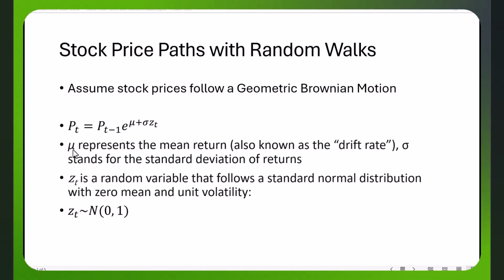Mu represents the mean return, which is also known as the drift rate. Sigma stands for the standard deviation of returns. That's our measure of volatility. And Zt is a random variable that follows a standard normal distribution with zero mean and unit volatility. Okay, so the variable is distributed normal(0, 1).